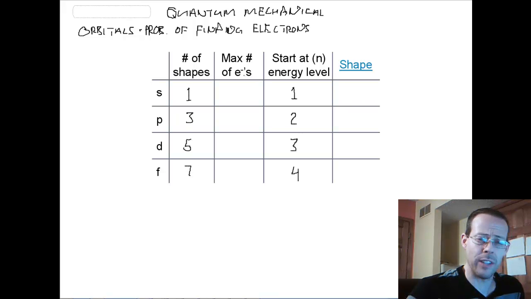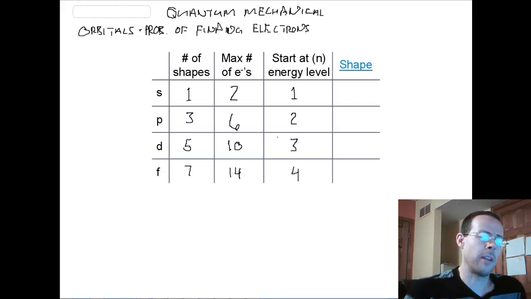Next, the maximum number of electrons per energy level per type of orbital. Because S's have 1 shape on each floor, they really have 1 room. And how many people can sleep in a room? 2. So the maximum number of electrons on an energy level in the S orbitals is 2, where P's can have a maximum of 6, D's can have a maximum of 10, and then F's can have a maximum of 14.